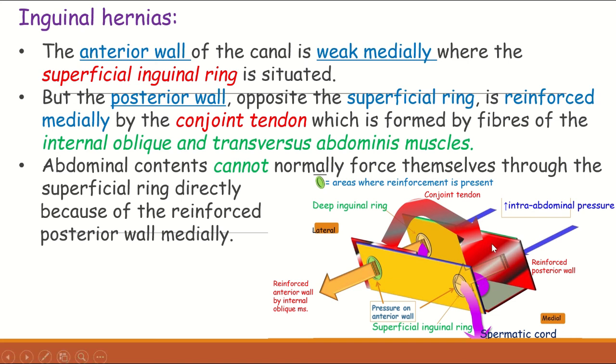But the posterior wall opposite to the superficial inguinal ring is reinforced medially by the conjoint tendon. This red colored part is showing the area of the conjoint tendon, which is formed by the fibers of the internal oblique and transversus abdominis muscles. The abdominal content cannot normally force itself through the superficial ring directly because of the reinforced posterior wall medially. So this arrow is showing the intra-abdominal pressure, and when the intra-abdominal pressure increases, it cannot push the posterior wall medially because the posterior wall medially is reinforced by this conjoint tendon.